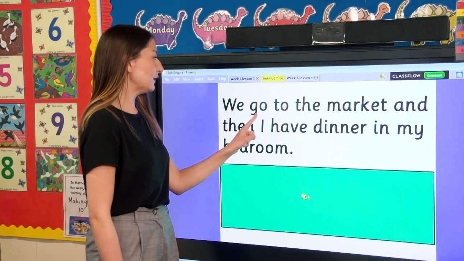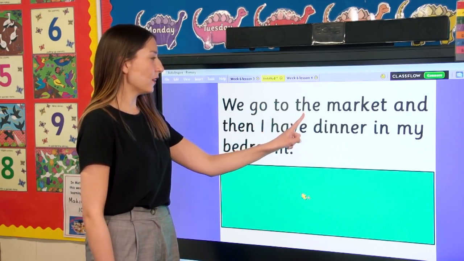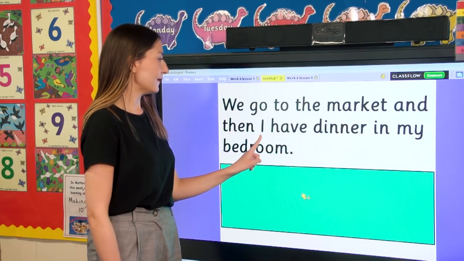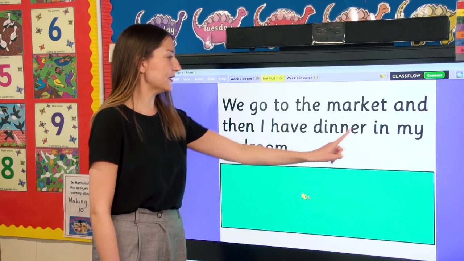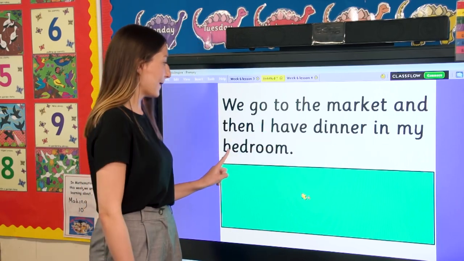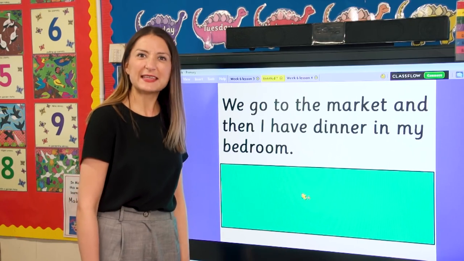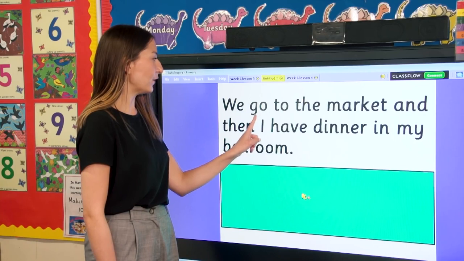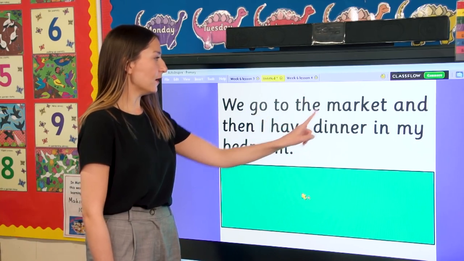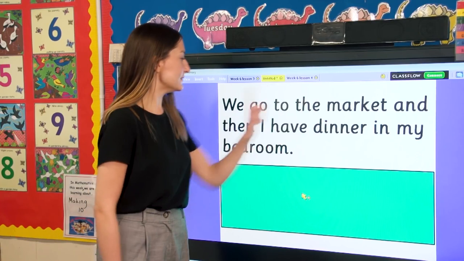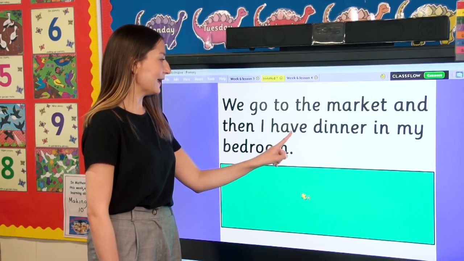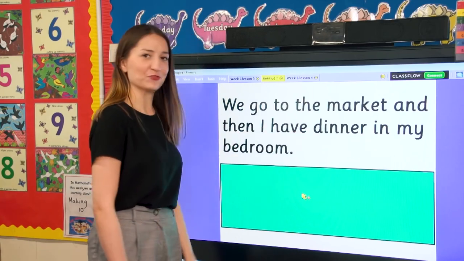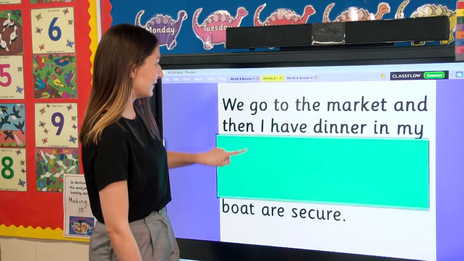We go to the market and then I have dinner in my bedroom. Let's read it again. Read with me as I point to the words. We go to the market and then I have dinner in my bedroom. Well done. Let's have a look at this sentence.